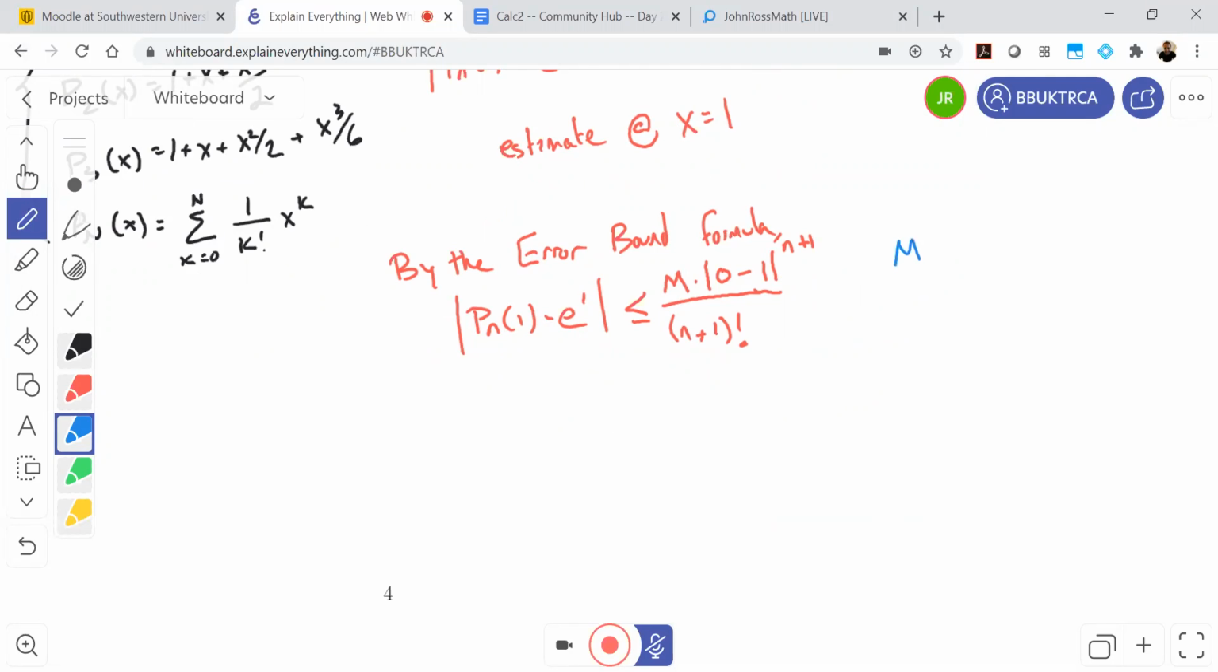So m is an upper bound on the n plus 1th derivative of f of x on the interval of 0 to 1. Maybe make those hard brackets to include the endpoints.